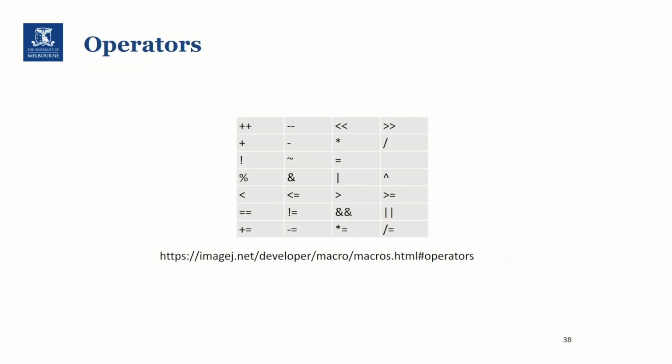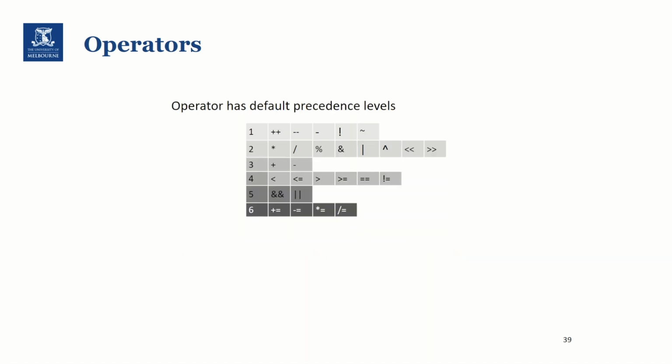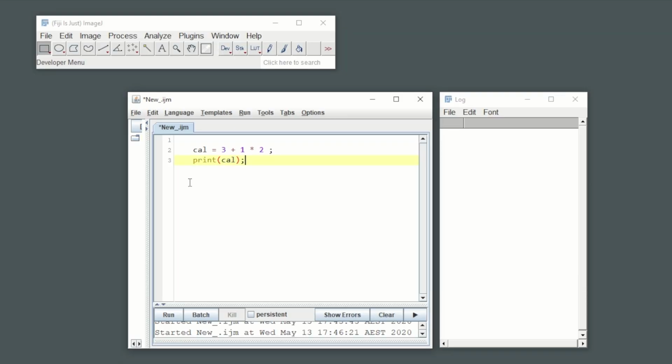Another element is an operator. This is the whole list of operators we can use in ImageJ macro language. These operators have default precedence levels. For example, the multiplication is on the level 2, so it precedes the addition, which is on the level 3. In this example, what do you think the value for cal variable? It'll be 5, and we can check the value with the print function here.